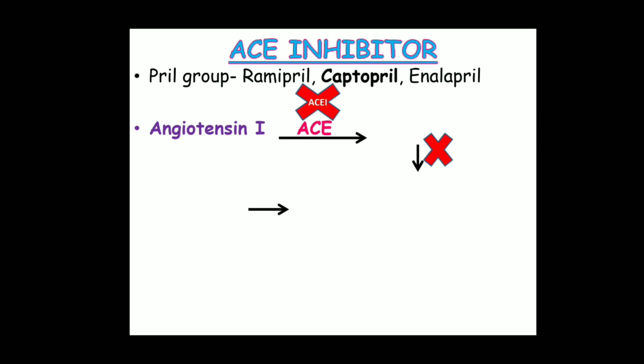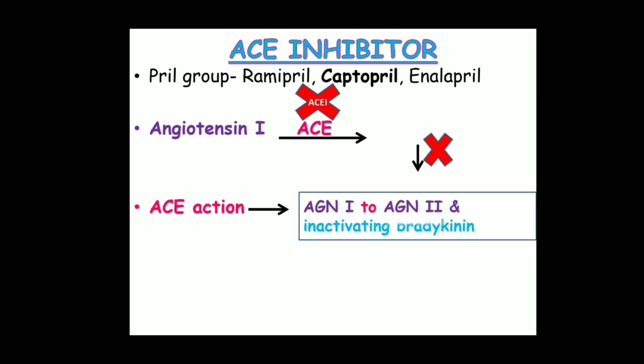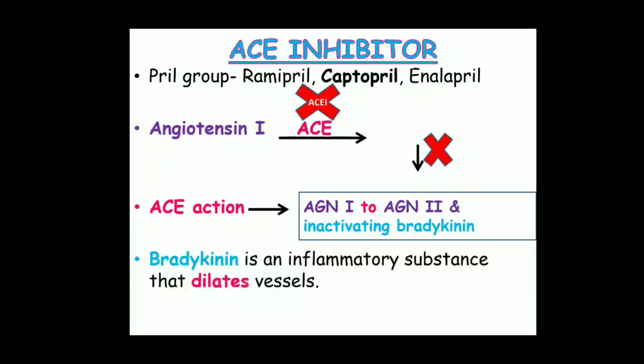Is this the only function of ACE? ACE only converts angiotensin 1 to angiotensin 2? No. ACE has one more function: it inactivates bradykinin. Bradykinin is an inflammatory substance that dilates vessels. When an ACE inhibitor is given, it is inhibiting the action of angiotensin converting enzyme.